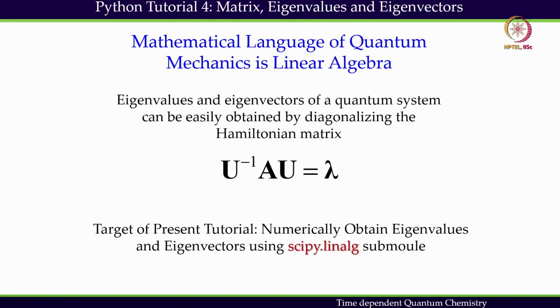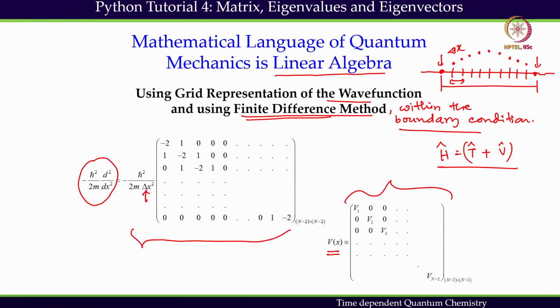We have also realized in the same module 4, where we have shown the connection between linear algebra and quantum mechanics, that the eigenvalues and eigenvectors of a quantum system can be easily obtained by diagonalizing the Hamiltonian matrix. So, I have shown how to get the Hamiltonian matrix. The Hamiltonian matrix will be obtained by adding these two matrices.